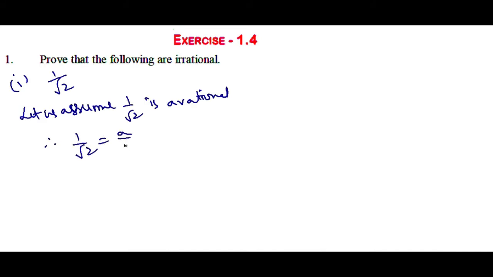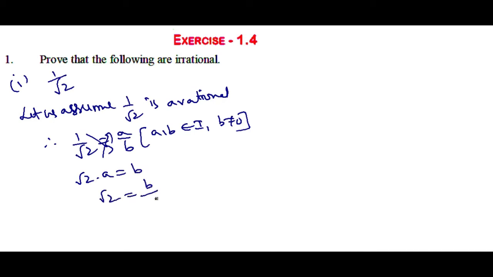We can write it as a by b, where a and b are integers and b is not equal to 0. Then we can cross multiply, and you will get root 2 into a is equal to b. Then we can write root 2 is equal to b by a. Where a and b are both integers, therefore b by a will become a rational number. So if a by b is a rational number, then this root 2 also will become a rational number.